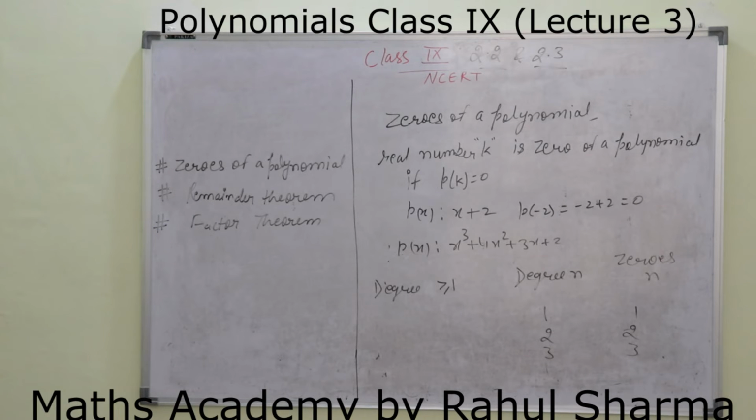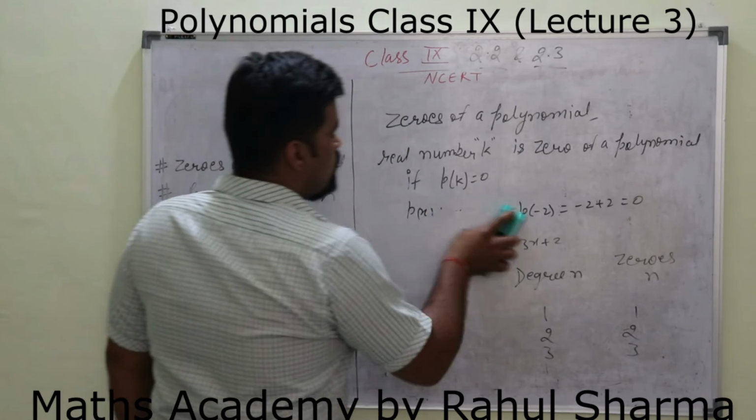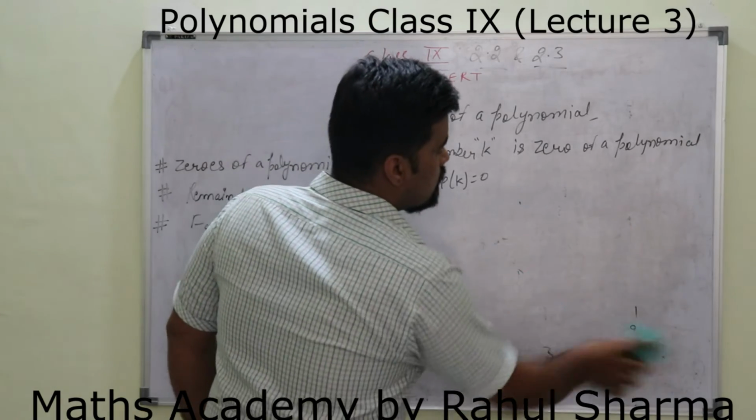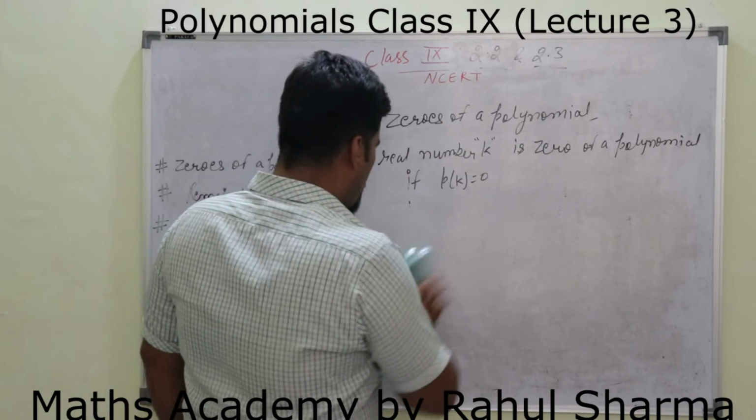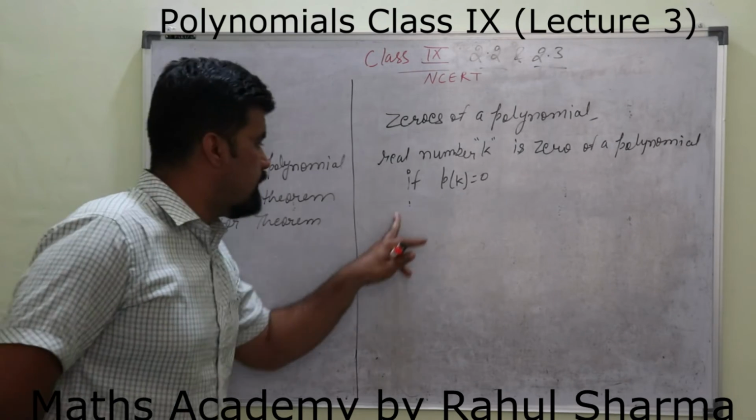So the idea behind finding the zeros of a polynomial is that whenever you put a particular real number in place of the variable and the value of the polynomial becomes 0, then that particular value will be called the zero of that particular polynomial. The zero of that polynomial is the real number at which the value of that polynomial becomes 0. I think now the things are clear, right?